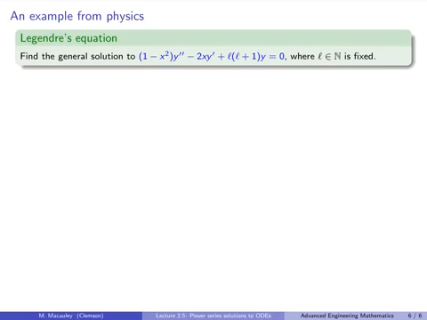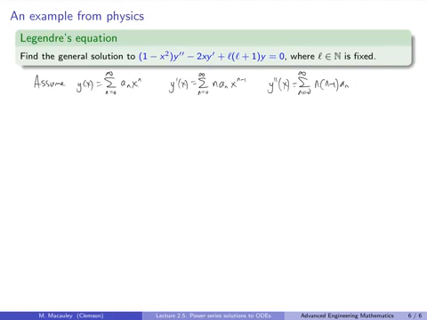Okay, so find the general solution of this equation. Let's assume that y of x is a power series, the sum from n equals 0 to infinity of a_n x^n. And let's take derivatives. So y prime of x equals the sum from n equals 0 to infinity of n a_n x^{n-1}, and y double prime of x equals the sum from n equals 0 to infinity of n(n-1) a_n x^{n-2}. And let's plug these back into here.